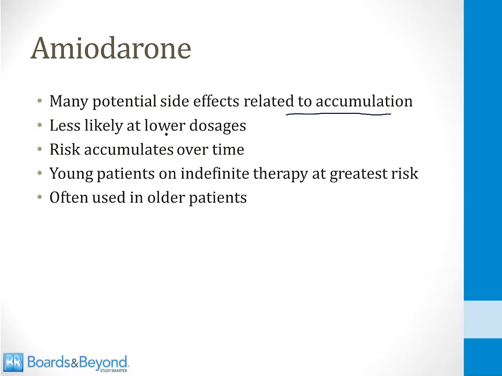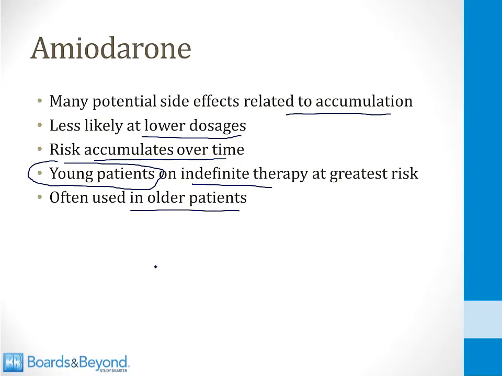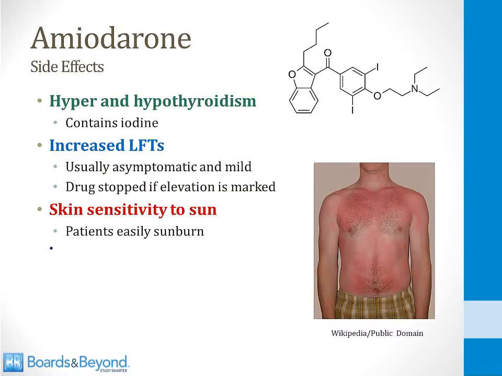Now, all of these side effects are less likely at lower dosages, and the risk accumulates over time. So in other words, the longer you take amiodarone, the more likely you are to develop adverse effects. For this reason, young patients who are placed on indefinite therapy are at the greatest risk, and we rarely use amiodarone in young patients because they may need it for the rest of their lives and they have a lot of years left ahead of them. The place you will often see amiodarone used is in older patients. If a patient is 80 or 90 years old, it's unlikely that they will live long enough to develop toxicity from amiodarone. So now let's talk about all those diverse side effects of amiodarone.